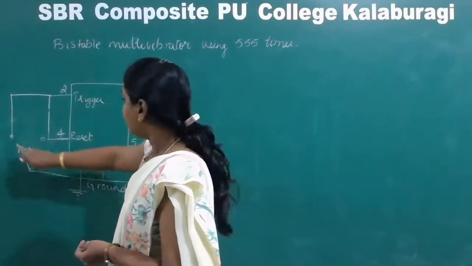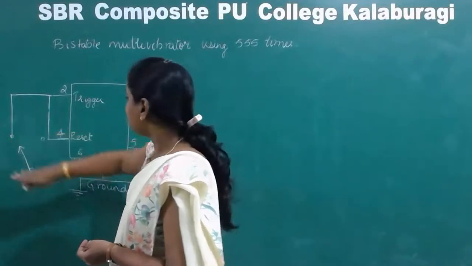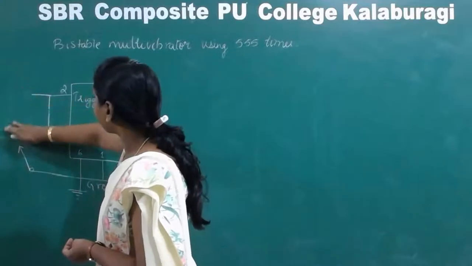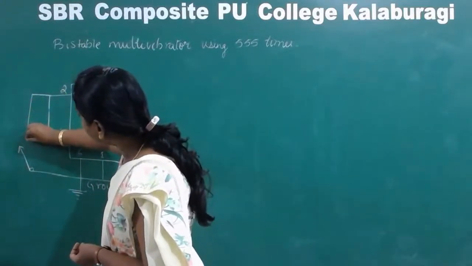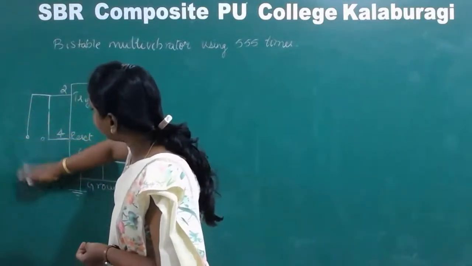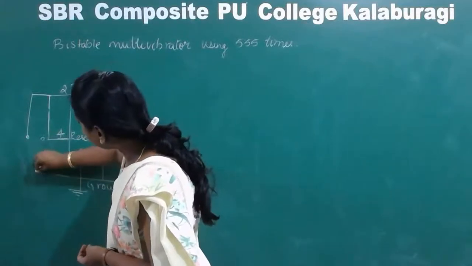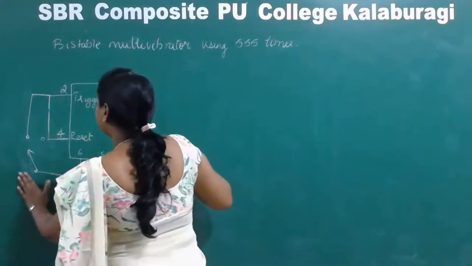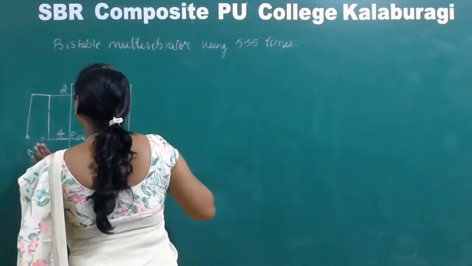When the switch is connected to trigger, ground is connected to trigger, and when the switch is connected to reset, ground will be connected to reset. So when ground is connected to reset, what does it mean? It will reset the output.